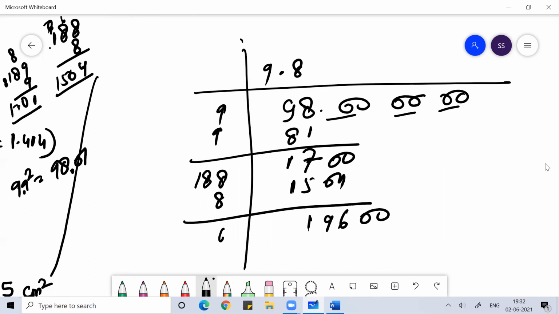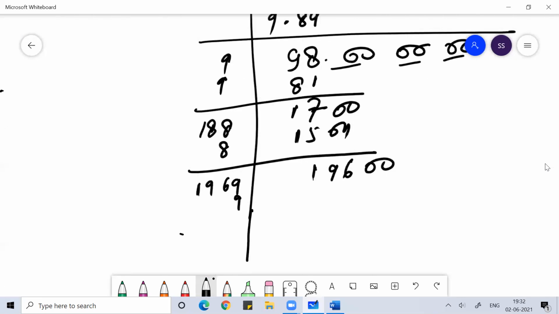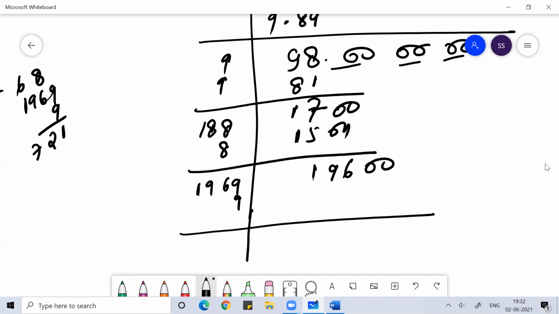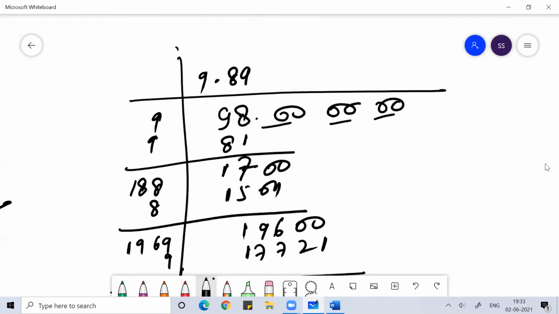8 plus 8 is 16, 196, 19600. Then it will go by 9. 9 nines are 81, carry 8, and so on. So again, 9. So we get 9.899.